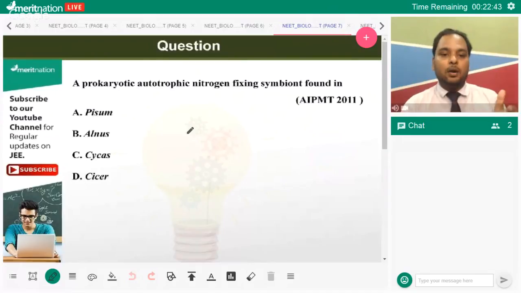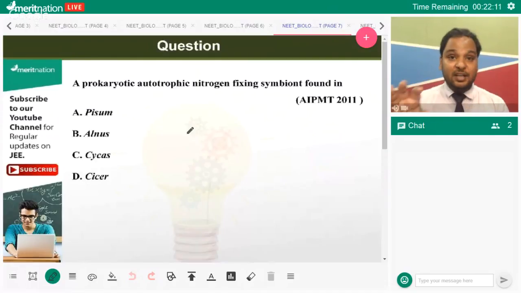A prokaryotic autotrophic nitrogen fixing symbiont found in. First of all, we need to understand what a symbiont is. A symbiont is a relationship between two organisms which benefit each other. That's a symbiotic relationship, right? And it says prokaryotic, autotrophic, nitrogen fixing. So the correct answer here.